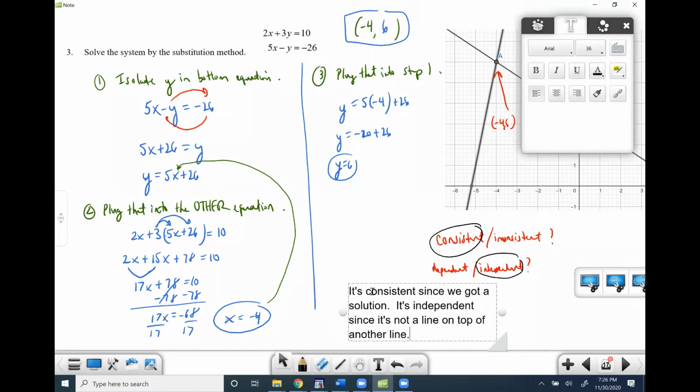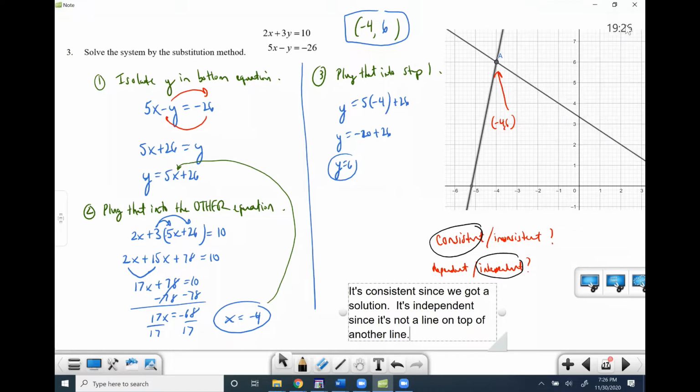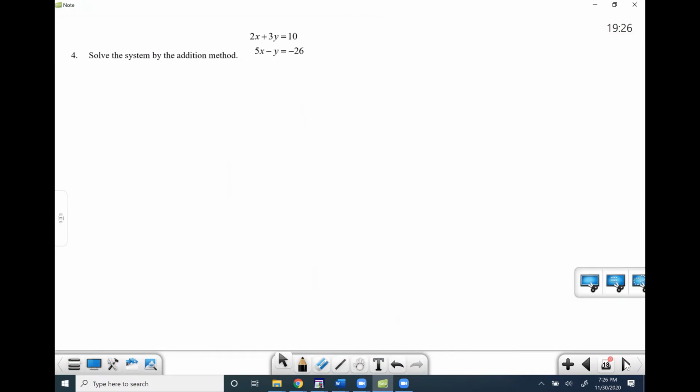Okay. All right. I think they ask you like drop-down menus on Connect where it's like consistent, inconsistent, dependent, independent. Yeah. Okay, cool. Now this is the same exact problem, but they just want us to use the other method.